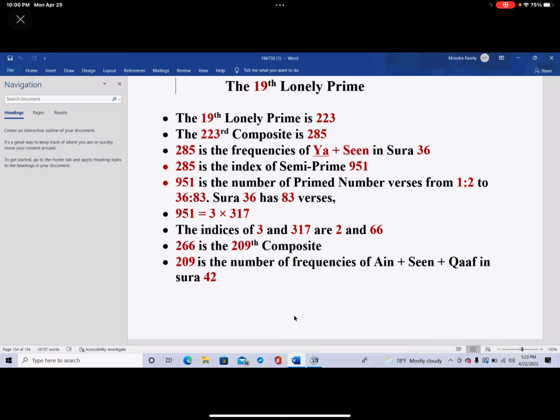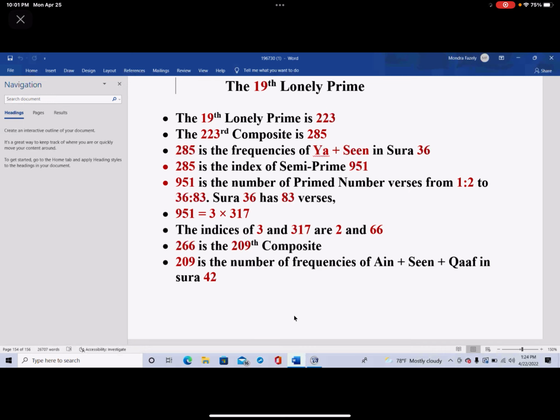Also, the 209th Gaussian composite happens to be 2917. If I want to go on with this, it's just going to go the whole day. 2917 is the 422nd regular prime. And we know that since 209 is the number of Ain Sin Qaf in chapter 42, 422 tells you that 42:2 is where Ain Sin Qaf is actually mentioned in the Quran.